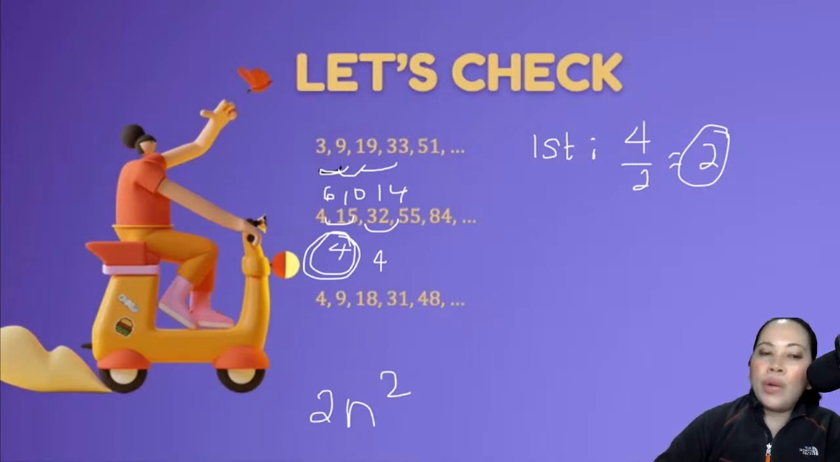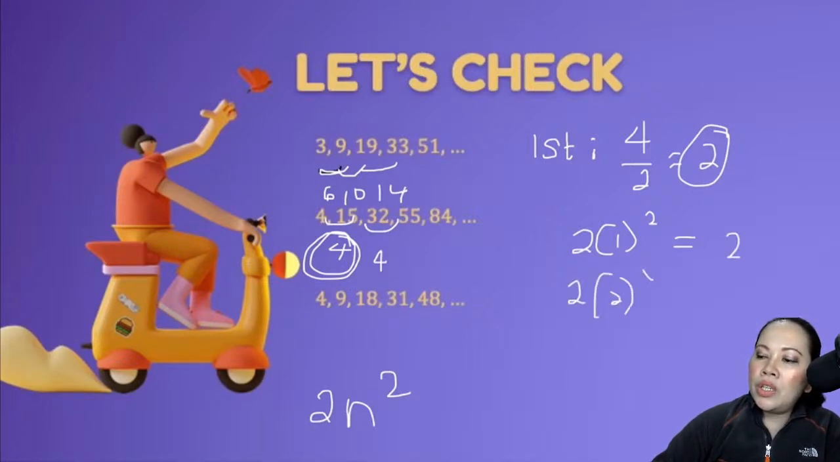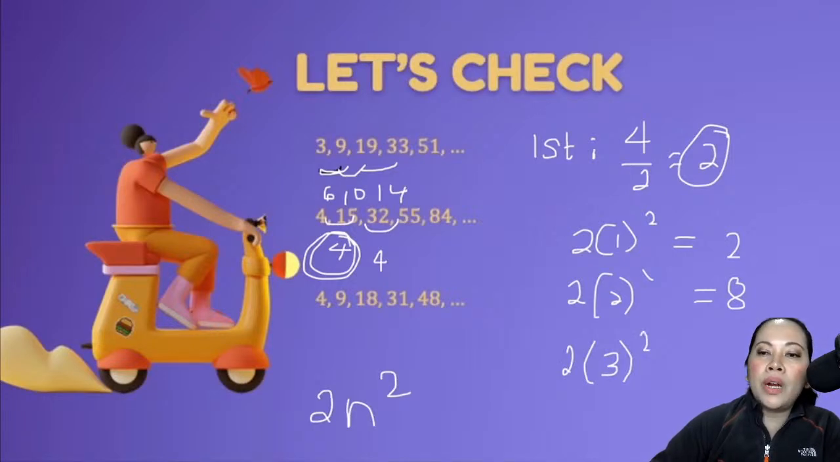So since that's 2n squared, you substitute 2 times 1 squared, which is 1 squared is 1 times 2 is 2. 2 times the second position, which is 2. 2 squared is 4 times 2 is 8. Okay. 2 times the third position is 3. So 3 squared is 9 times 2 is 18.